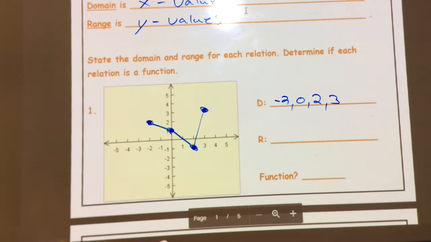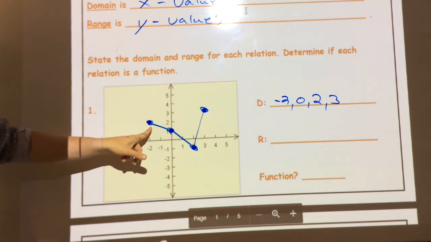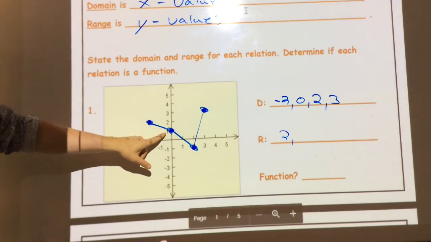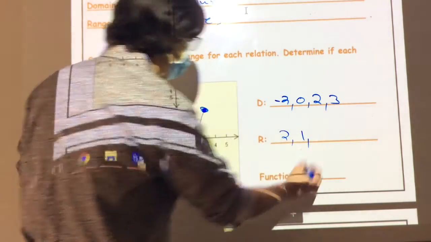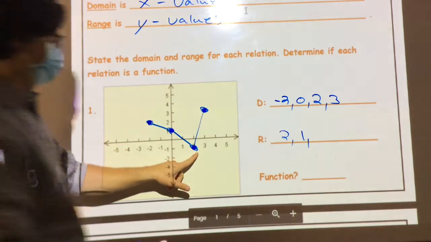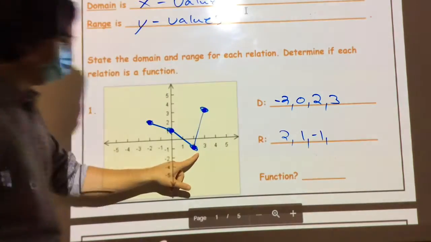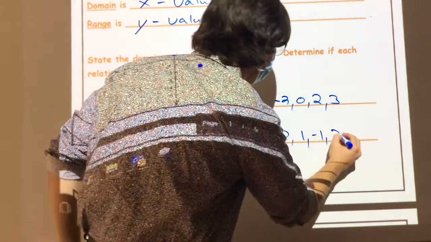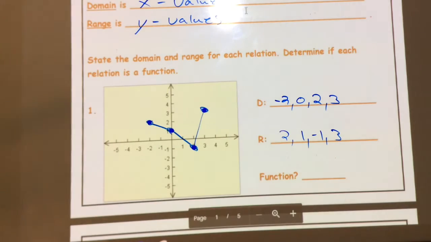Questions on how I found the domain for that problem? Again, do we understand that because there were specific points, that's why we went with the exact points there? Okay, for the range, we're going to do the exact same thing. What is the y value of this point right here? 2. What is the y value of this point? 1. What about this one? -1. I know it's kind of hard to see. And then finally, what about this one? 3. Is everybody okay with that?